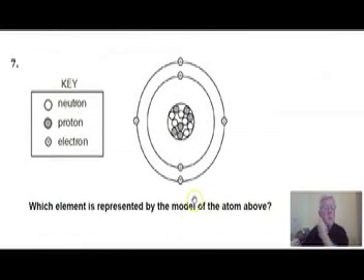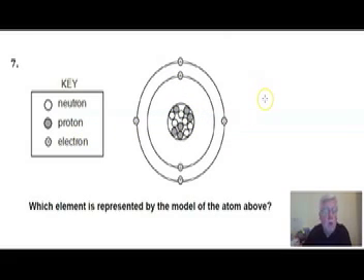Get all this in here. Number 7. First off, anytime I have a diagram, I'm going to look at the key and try to figure out what the diagram is before I dive into the answer. Neutrons are circles. There's 1, 2, 3, 4, 5, 6 circles. Protons are these dark things. 1, 2, 3, 4, 5, 6 dark things. So if there's 6 protons, there better be 6 electrons, and there are.